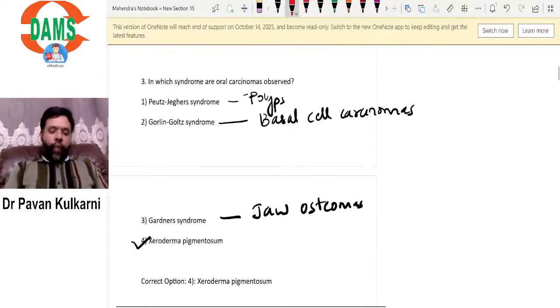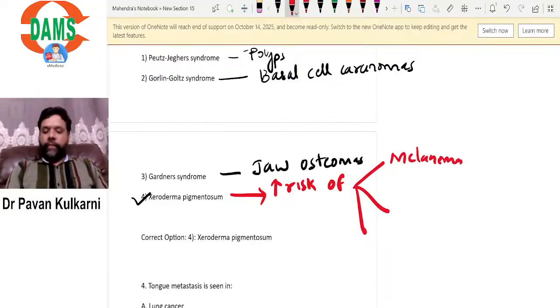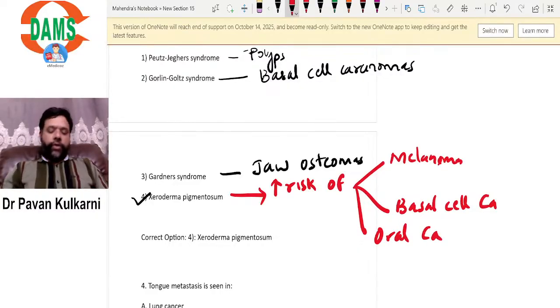Xeroderma pigmentosa is the one where there is increased risk of what all things? In xeroderma pigmentosa, there is increased risk of three things: melanoma, basal cell carcinoma, or oral carcinoma. So that is the importance of xeroderma pigmentosa. You have to remember that there is increased risk of melanoma or basal cell carcinoma or oral carcinoma.